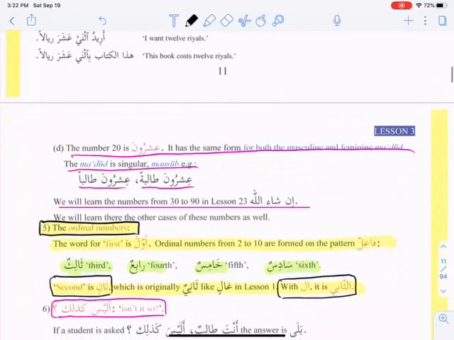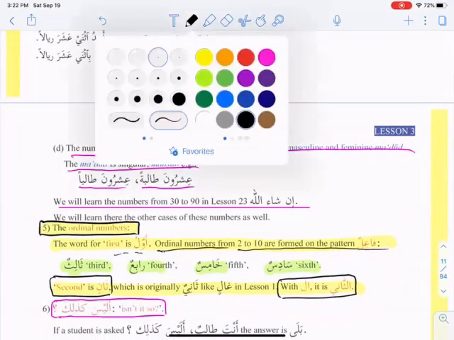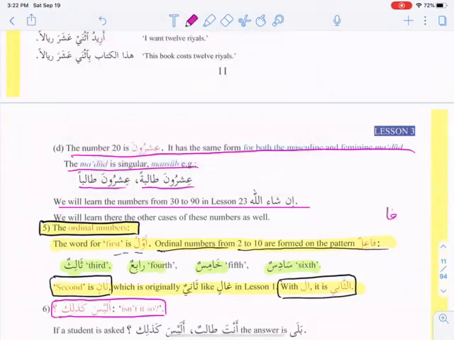Okay, so the word for first is awwalu. Ordinal numbers from 2 to 10 are on the pattern of fa'ilun. From 2 to 10, the pattern is fa'ilun. So my brothers and sisters, thalisun, 3, rabiun, 4, khamisun, 5, sadisun, 6.